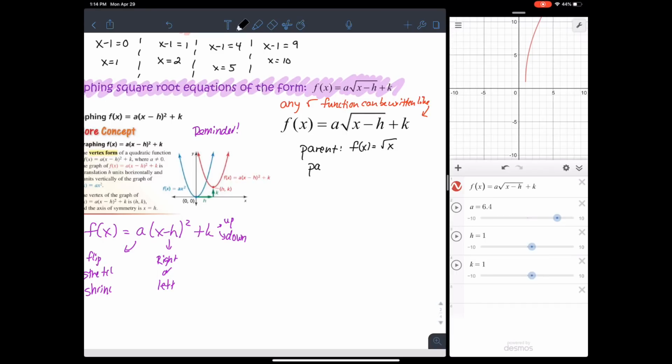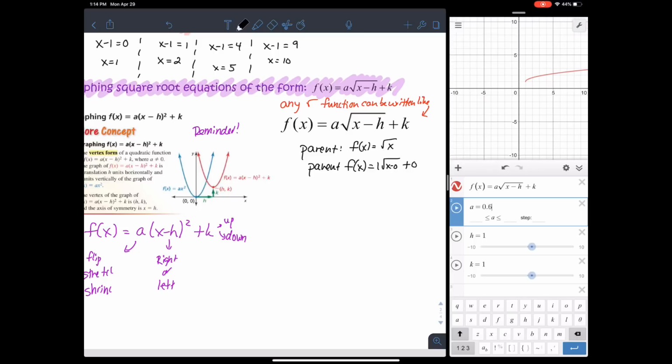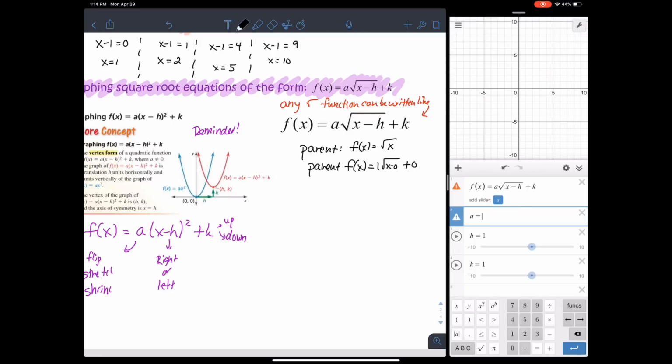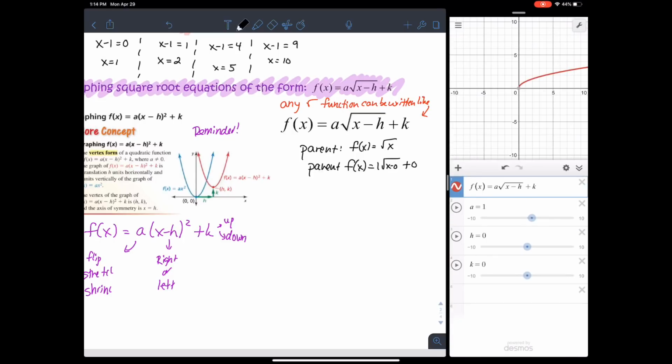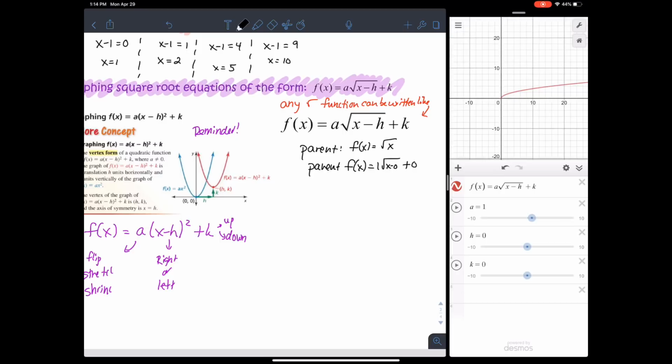So in other words, for the parent, we would know that the a value was equal to 1, the h value was 0, and the k value was also 0. So that's where I'm going to start my sliders. I'm going to put the a value, I'm just going to type it in, set that equal to 1. The h value we're going to set equal to 0, and the k value we're going to set equal to 0. So here we should see our classic shape of the radical function. It has a starting point of 0, 0.